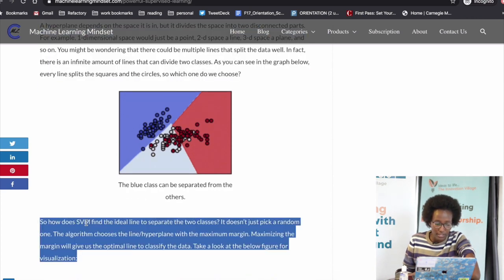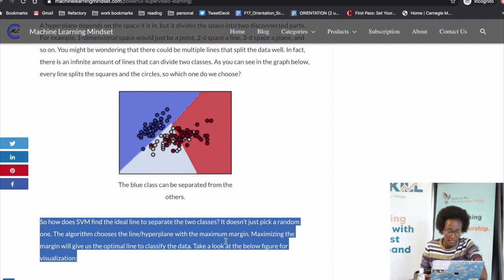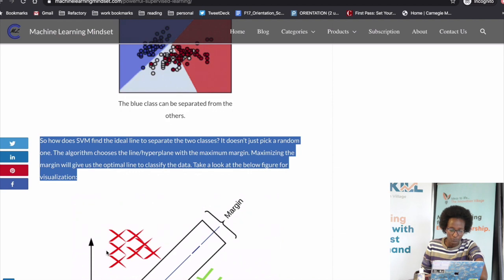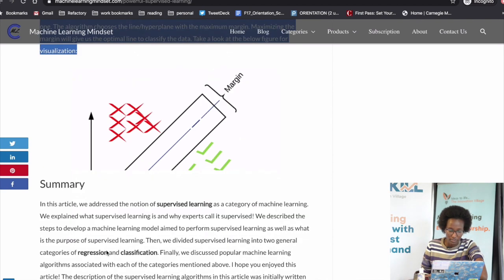So how does SVM, support vector machine, find the ideal line to separate the two classes? It doesn't just pick a random one. The algorithm chooses the line, hyperplane with the maximum margin. Maximizing the margin will give us the optimal line to classify the data. So take a look at the figure below for visualization.